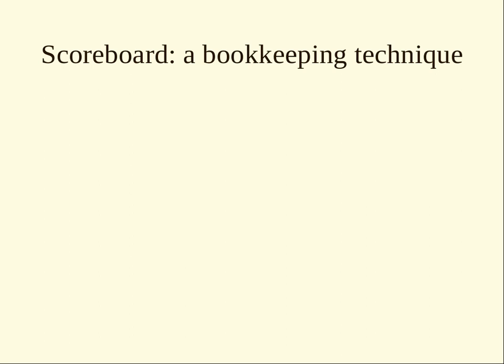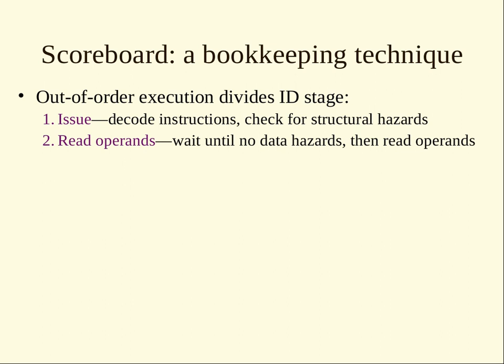We're going to issue instructions and then basically keep a record of, hey, is this instruction ready to commit? Can we actually issue this one yet? So there's really two questions that this one's going to answer: can we issue it and can we complete it? The out-of-order issue actually divides the decode stage into first issue, which decodes the instruction and checks for any structural hazards, and then read operands, where we wait until there are no data hazards, then read the operands.